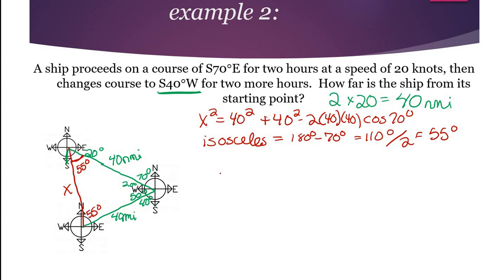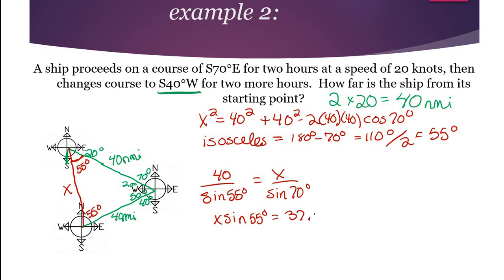And now I could do law of sines. So I have 40 over the sine of 55 equals x over the sine of 70. Cross multiply, and I get 37.58. I just tend to go out quite a few decimal points just until I get to the final answer. And then x equals 45.89 nautical miles.